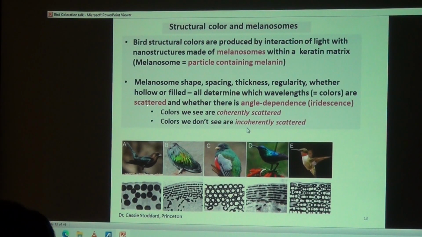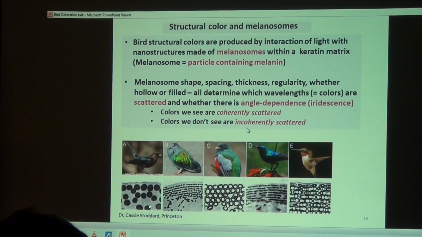Now, scattering has a connotation of things going every which way, kind of randomly. In fact, the colors that we don't see are scattered like that, and they cancel each other out. And that's known as incoherent scattering. But the colors that we do see, such as the blue, are coherently scattered, meaning that all the waves line up and reinforce each other. They don't cancel each other out as they do here.